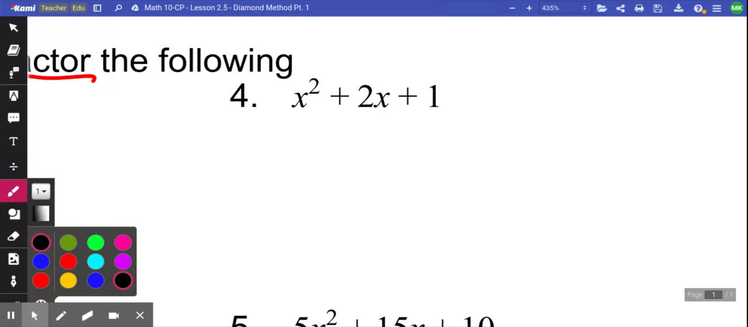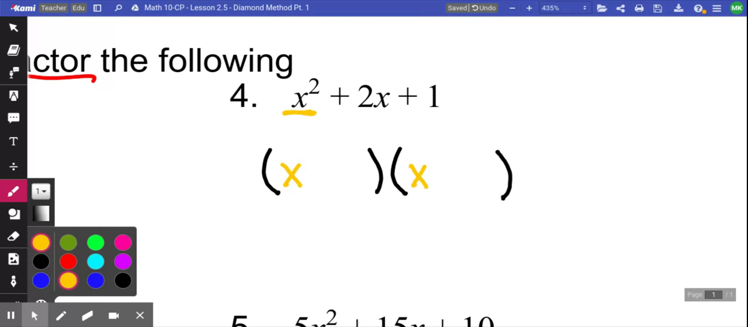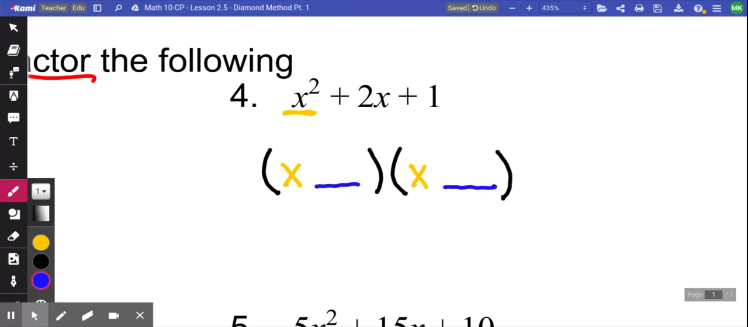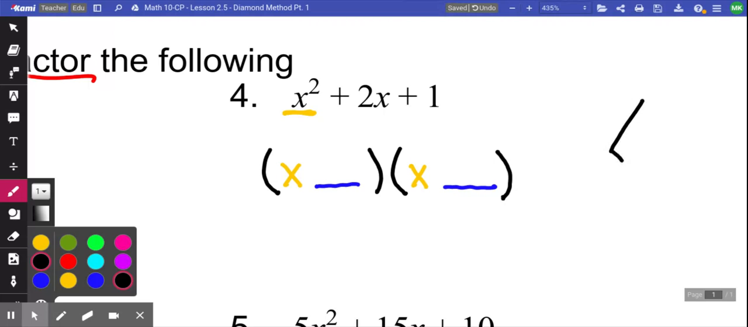Hopefully you paused it and gave it a shot. So if I want to factor a trinomial, I know my answer should be two binomials. The first term always comes from the first terms. X and x would multiply to become x squared. The second terms always come from the side of my diamond method. Right here and here. Those two numbers have to multiply to be the top and add to be the bottom.